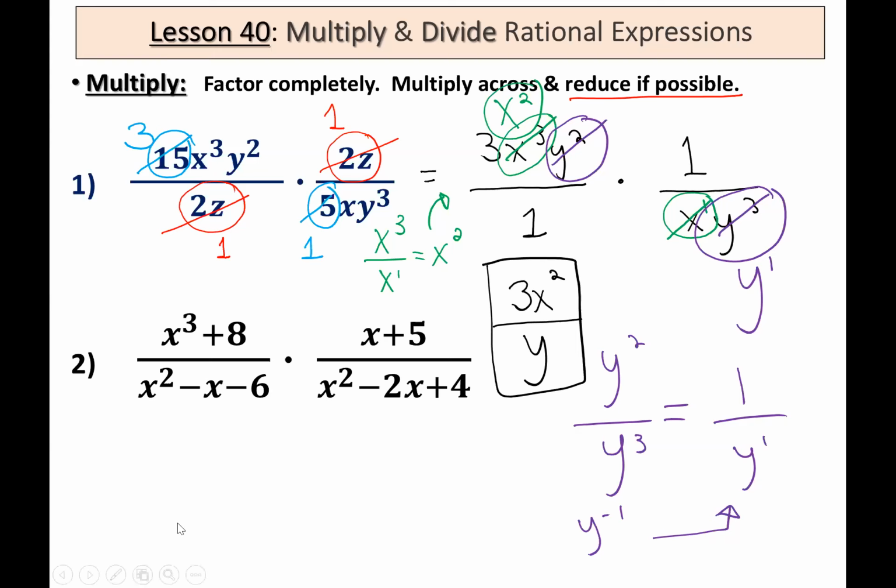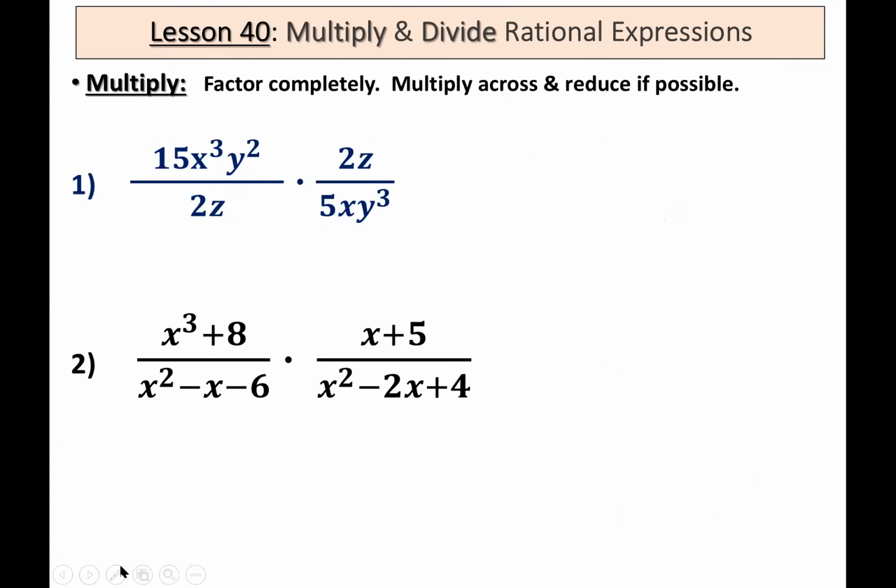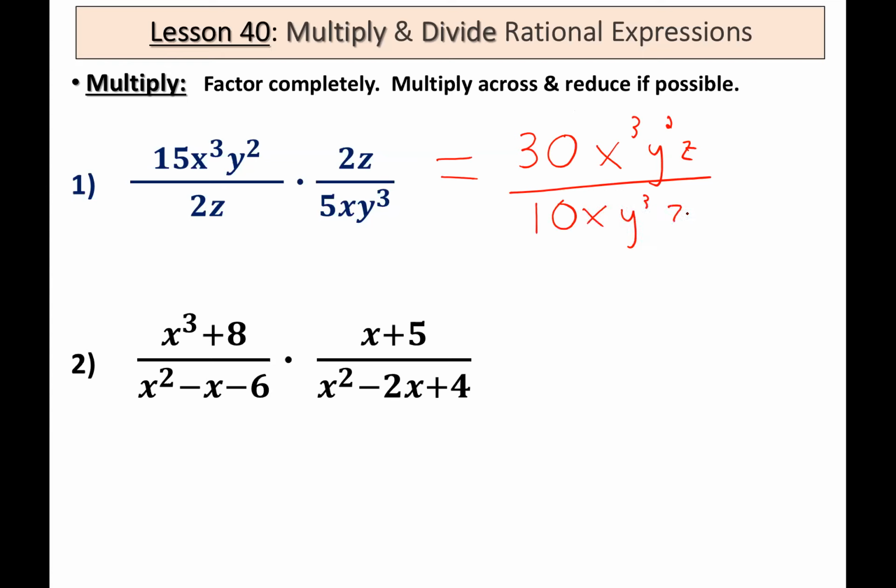All right, now you might be wondering, why did we reduce first? Why didn't we multiply across and then reduce? That would have been an option. So here's another way you can do that one. You could have actually gone straight across right away, just multiplied everything together. 15 times 2, that's 30, x to the third, y squared z over, and then in the denominator, 2 times 5 is 10, x, y to the third, z. And then you can simplify in a different way.